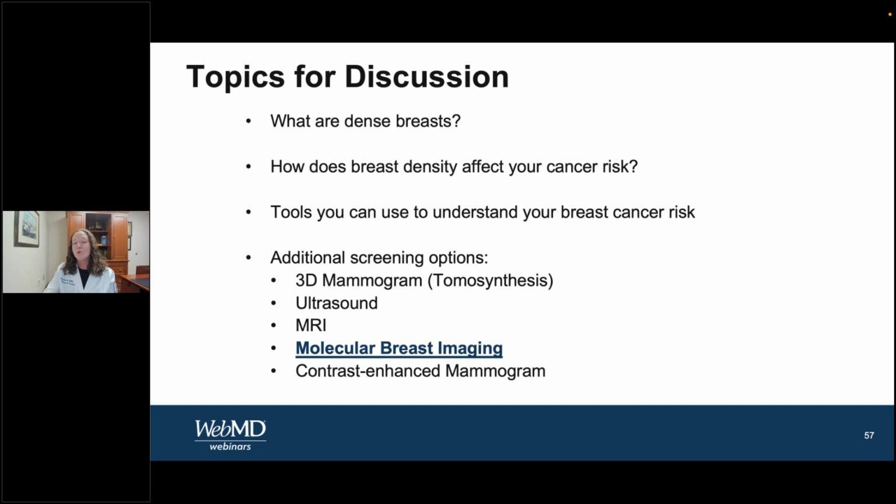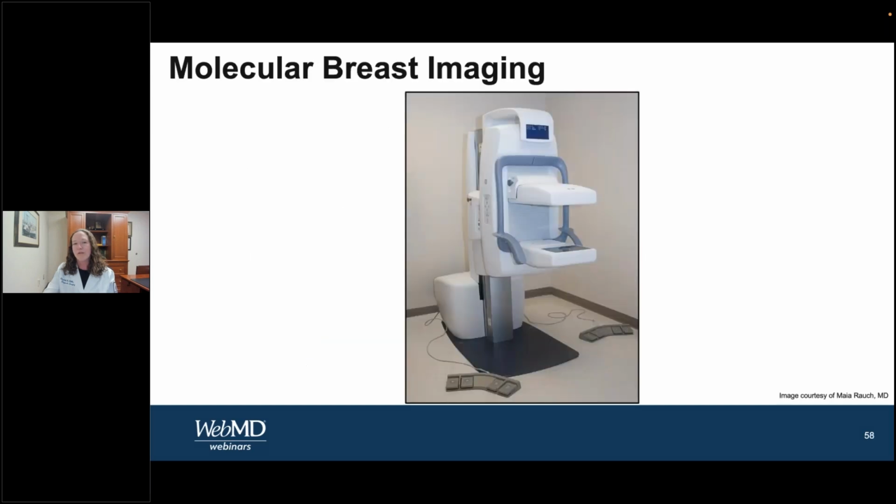So those are kind of the most standard methods of additional screening. And I'm going to move on to the newer methods for supplemental screening for dense breast tissue. So this is a technology called molecular breast imaging, and this is what the machine looks like that acquires the images. And you might notice that it looks a lot like a mammogram machine, where it has the kind of paddles that compress your breast between it.